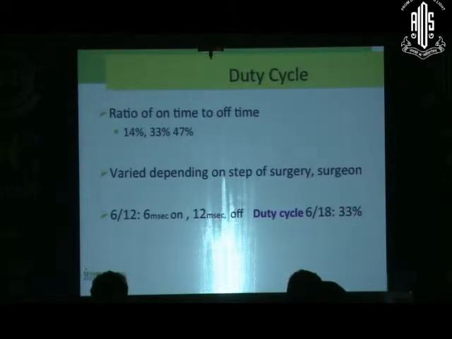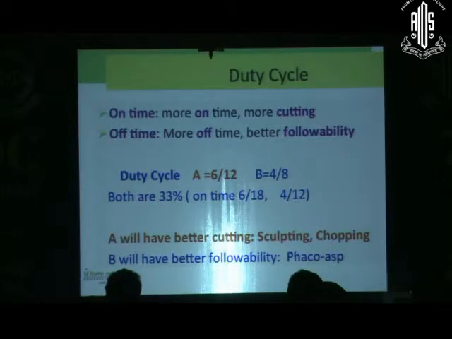Duty cycle is really represented in a percentage. So it is 6 milliseconds on, 12 milliseconds off. So in a total of 18, you'll have 6/18, which is a 33% duty cycle. So more on time, more cutting; more off time, better followability. Just to give you an example, in a duty cycle, A is 6/12, which means 6 milliseconds on. It is a 33% cycle, but it will have better cutting because there is more on time.